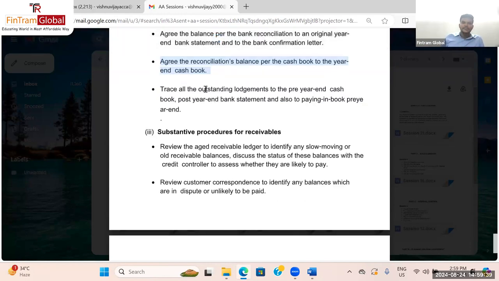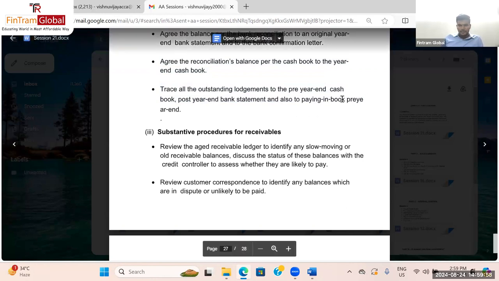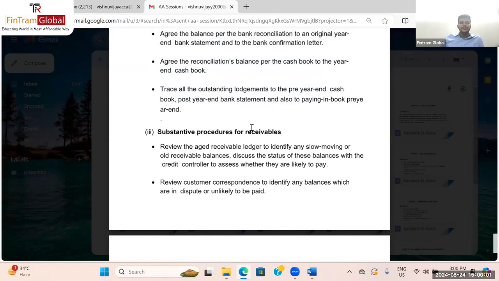Now coming back, trace all outstanding lodgements. Outstanding lodgements are where you have presented the checks, but they are not processed yet. So we trace to the pre-year-end cash book and the post-year-end bank statement, and also to the paying-in book pre-year-end. Basically, we're just seeing whether these checks have been cleared eventually post-year-end. If not, then they shouldn't be accounted for. That's basically the idea. Simple as that.